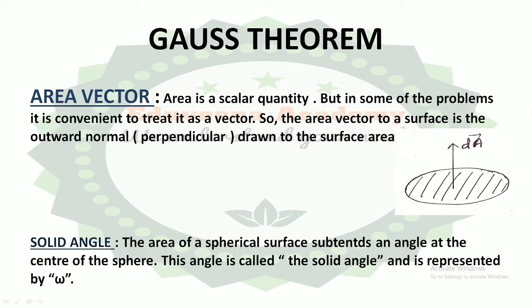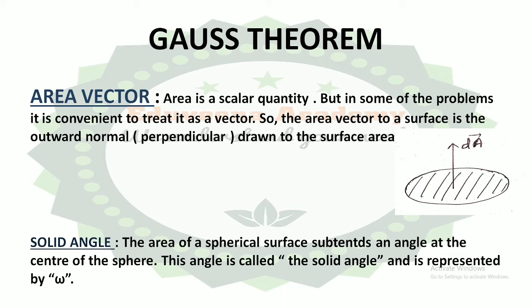The first thing to be learned in the Gauss theorem is basically the area vector. Area is a scalar quantity, we know from our previous days, but it is convenient to choose the area as a vector quantity. What will be the direction of that vector? We know that a vector quantity has a particular direction. So if the area is a vector quantity, then it will have a direction. What will that be? It will be basically the normal to the surface.